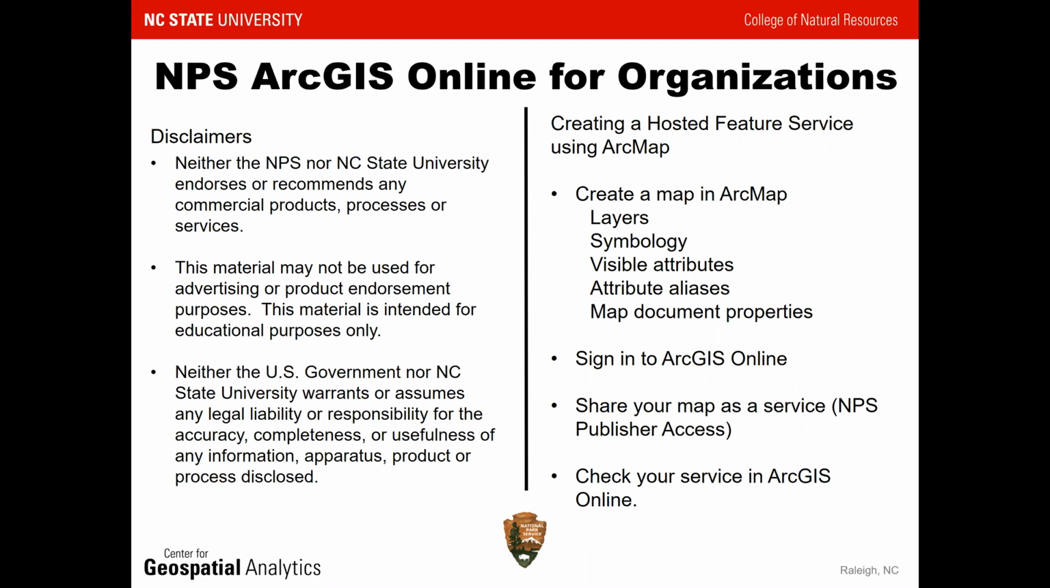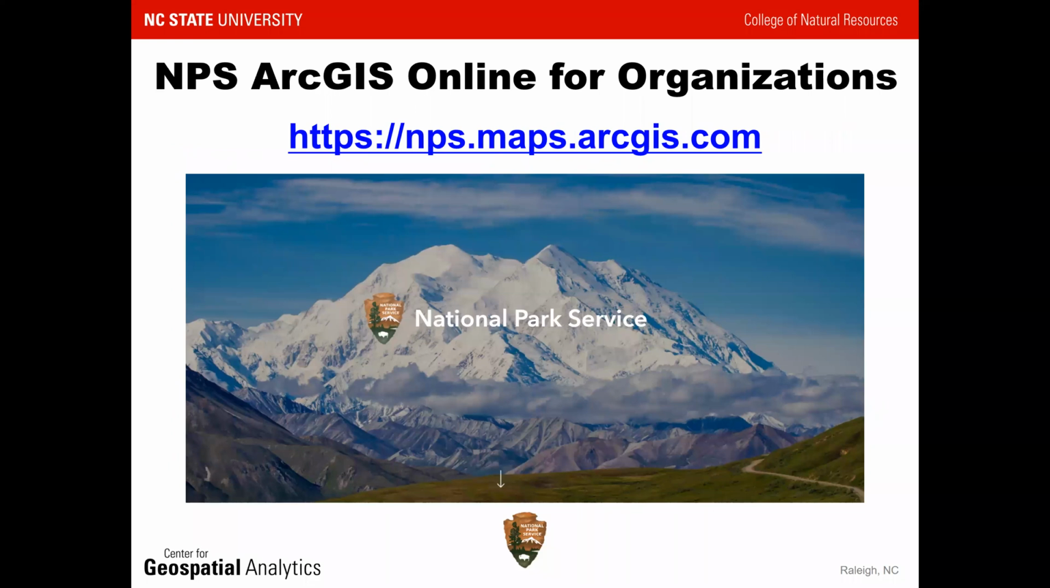And finally, the last part of the workflow is to check your feature service within the ArcGIS Online environment. So please remember the URL to get to the National Park Service ArcGIS Online for Organizations. The URL is nps.maps.arcgis.com. So let's get to ArcMap.